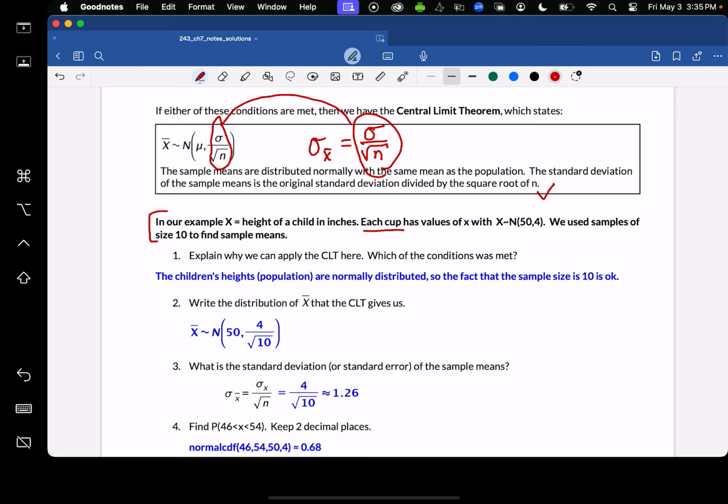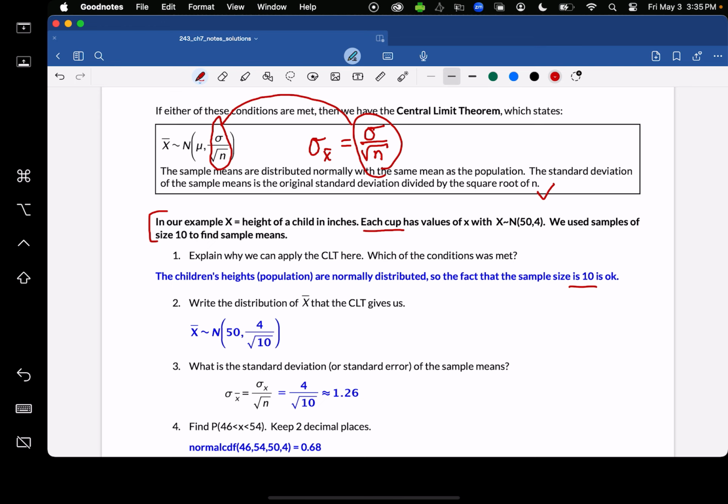Why can we apply the central limit theorem here? Which of the conditions was met? Because the children's heights were normally distributed, it didn't matter that our sample size was just 10. And again, obviously a sample of size 10 is pretty small. I was just trying to make this activity not terribly cumbersome. So we had X being distributed normally with a mean of 50 and a standard deviation of 4.